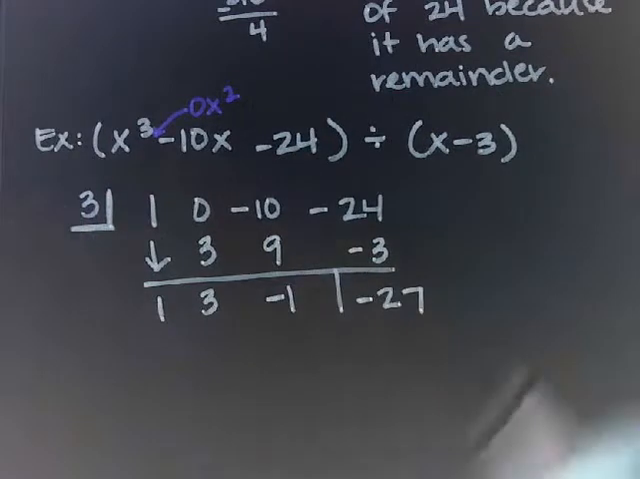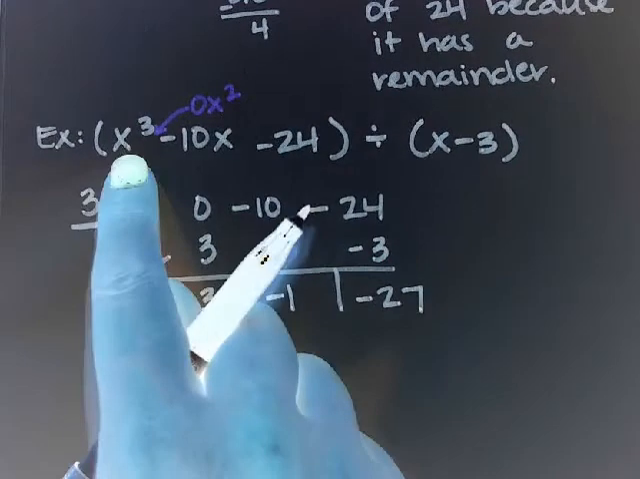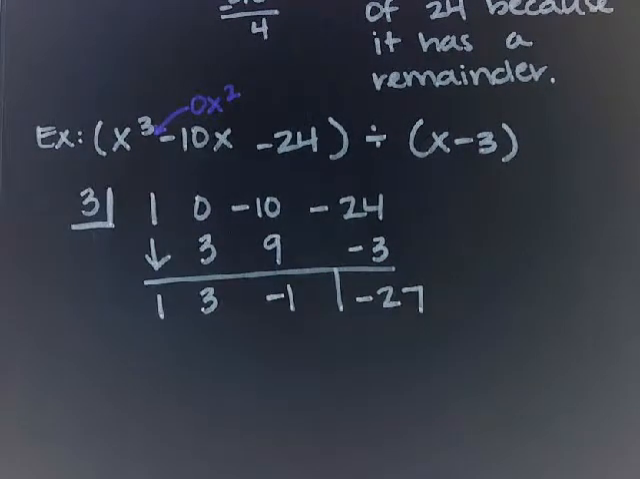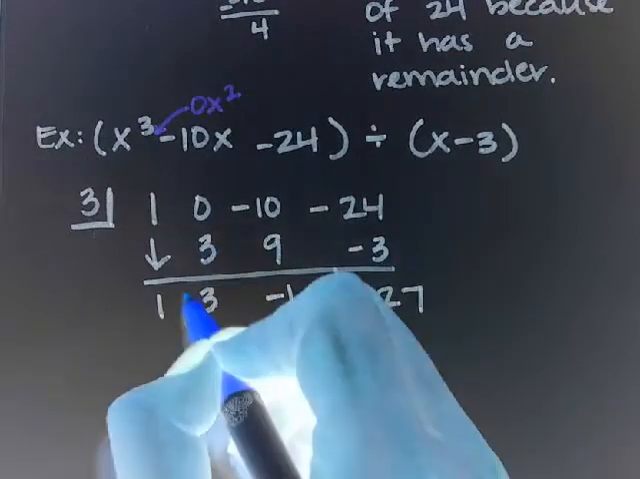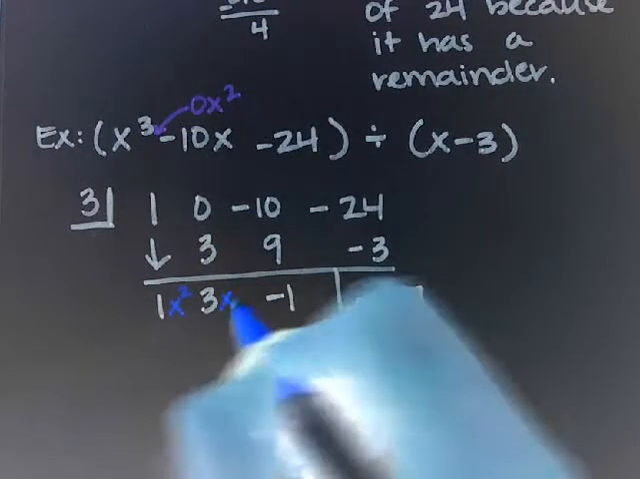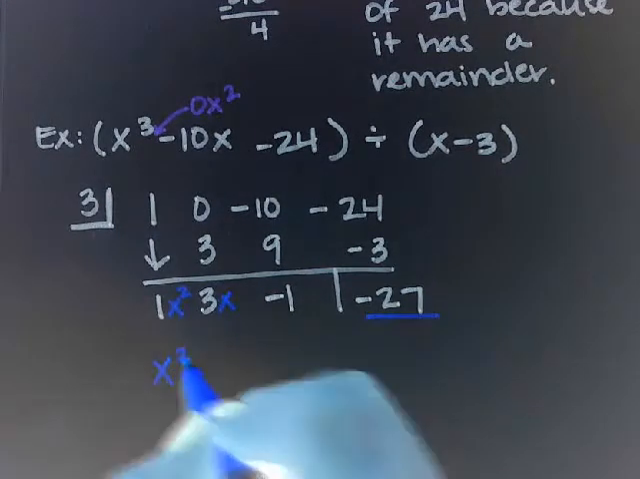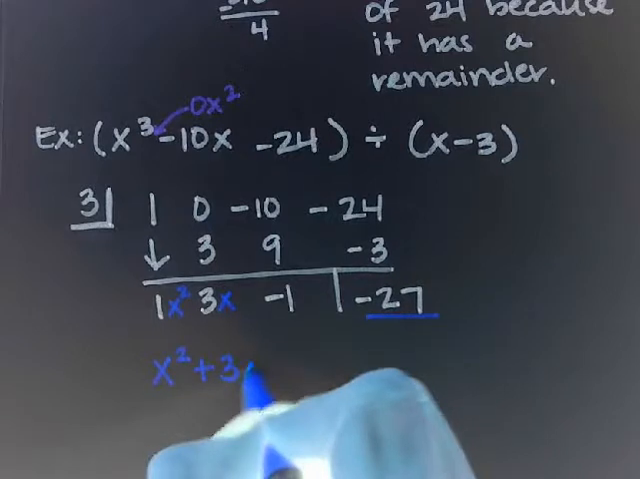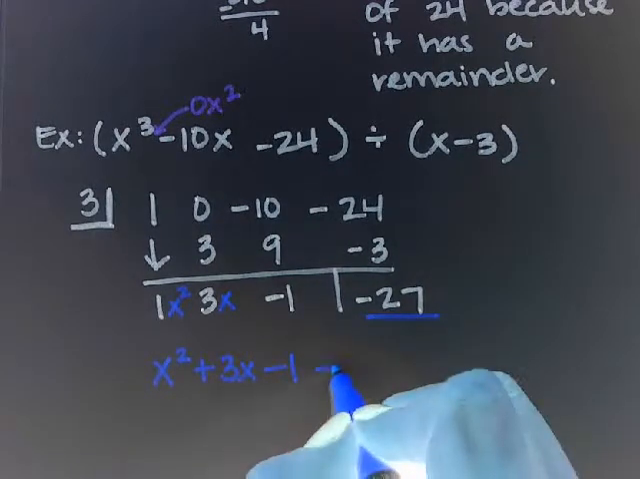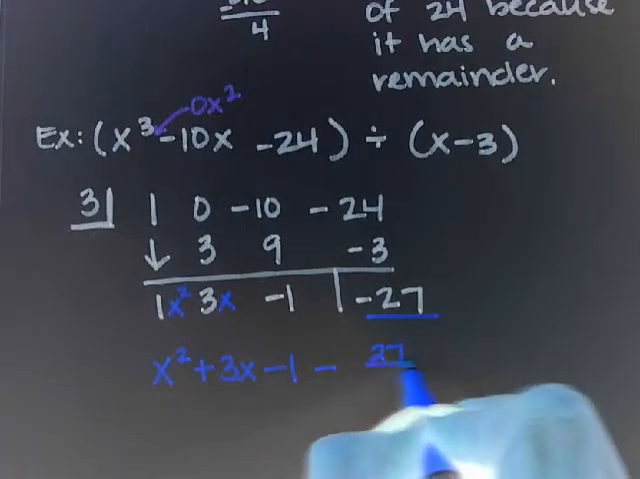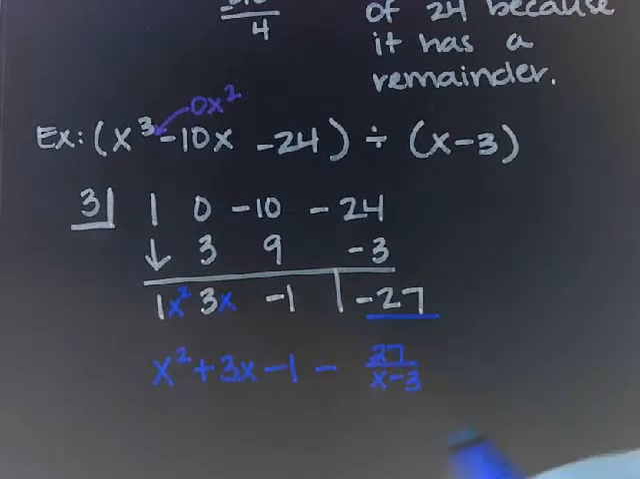Okay, so the problem had an x to the third, so what does my answer have? X to the second, x, no x, and then remainder. So I say this is x to the second plus 3x minus 1 minus 27 over x minus 3.